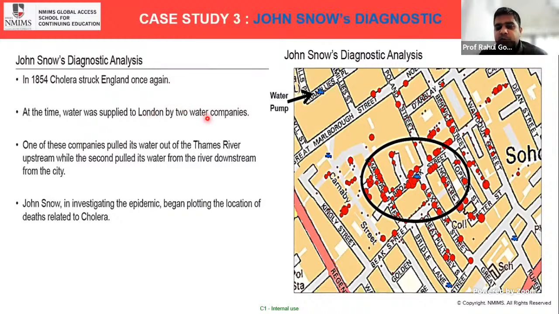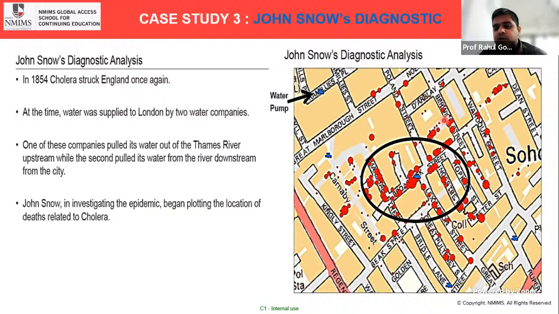So what he did, he started plotting, underline the word plotting, the data, which is again one of the important steps which a lot of data scientists, a lot of analytical people do. They plot data to understand the patterns in data, to understand the meaning in the data, to see if data is trying to speak to them. So he began plotting the data, and the data was about the number of deaths happening in a certain area. He started plotting all around, and you can see that there are small red dots, there are some big red dots.